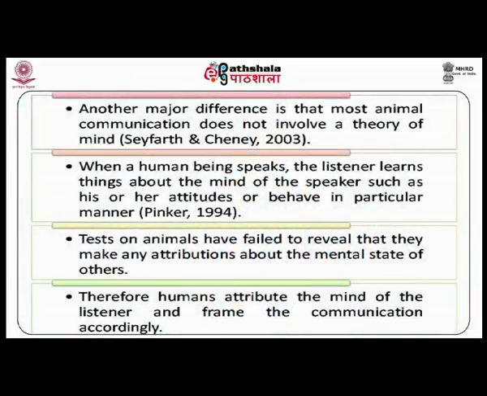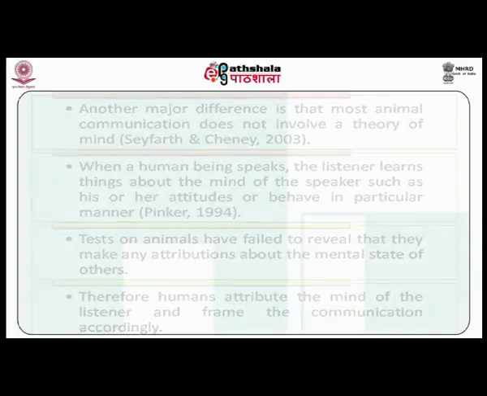Another major difference is that most animal communication does not involve a theory of mind. When humans speak, the listener learns things about the mind of the speaker, such as his or her attitudes or behavior in a particular manner. Tests on animals have failed to reveal that they make any inference about the mental state of others. Therefore, humans attribute a mind to the listener and frame the communication accordingly.